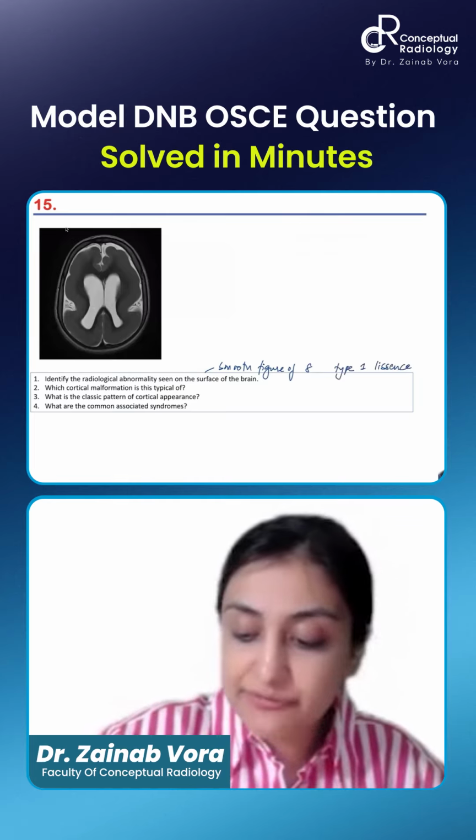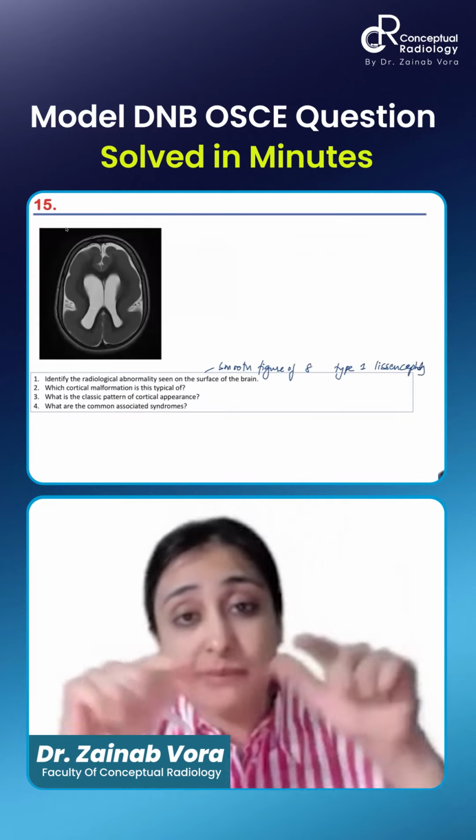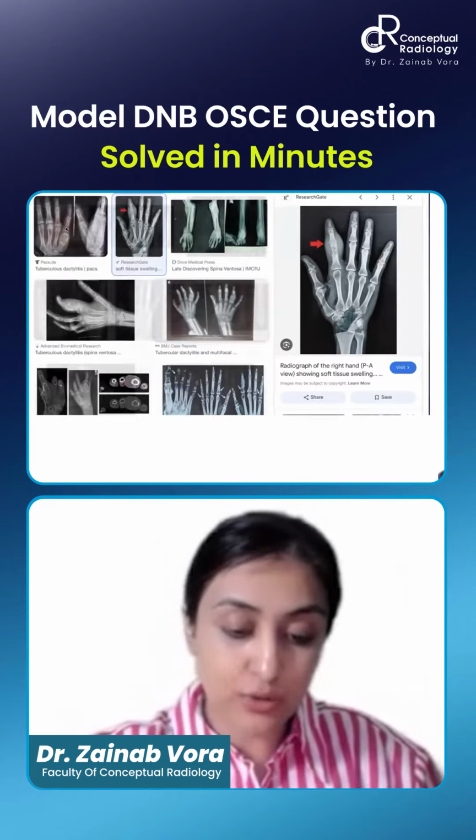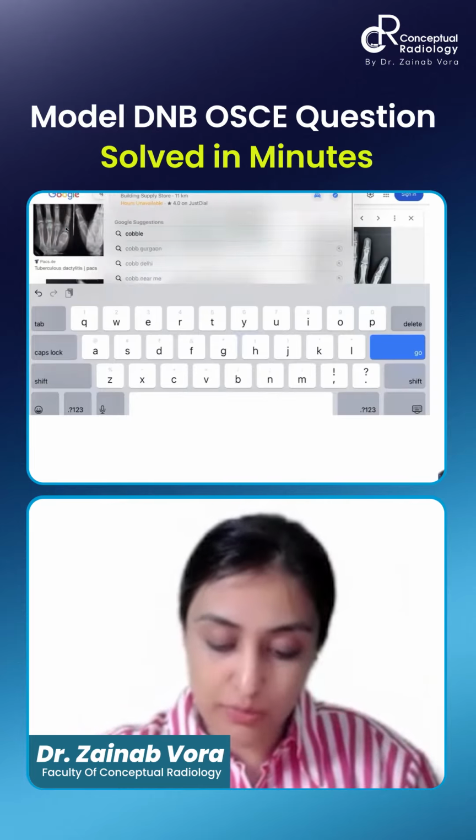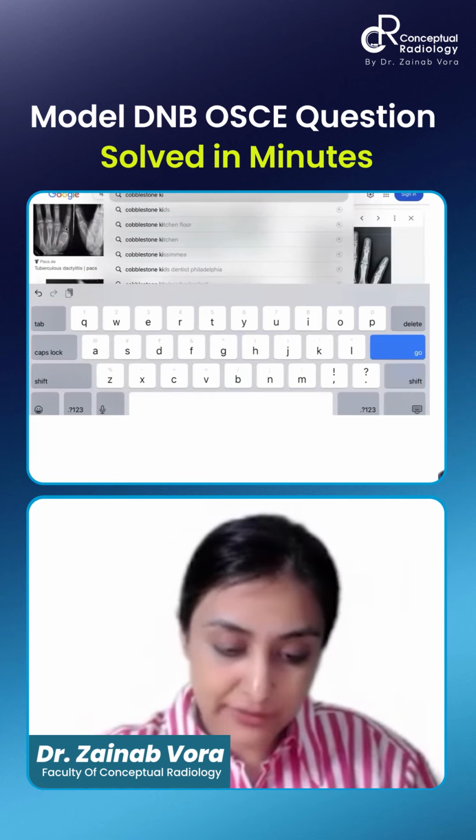Type 2 lissencephaly is your cobblestone. Do you remember? In that you will get a polymicrogyria type pattern. So cobblestone lissencephaly, I'll just show you.